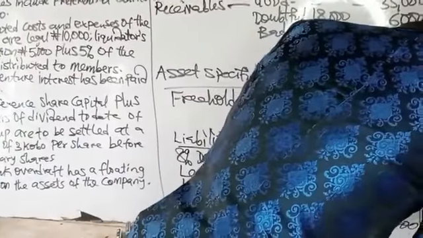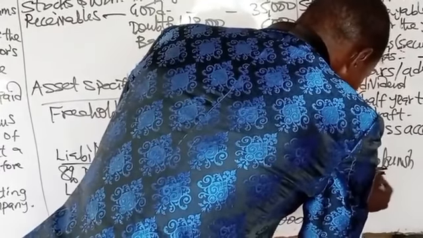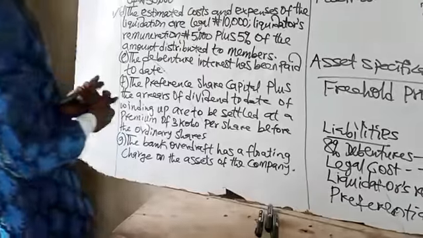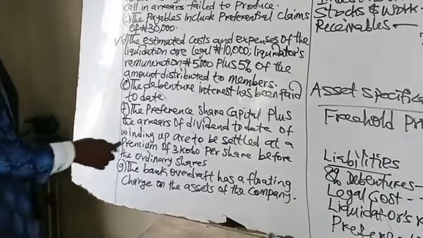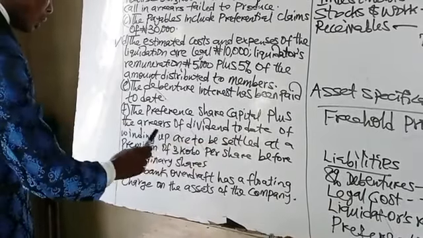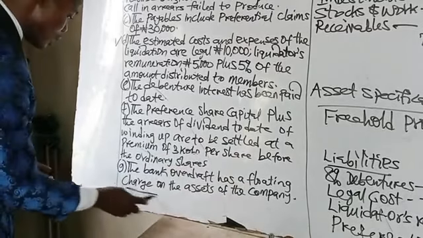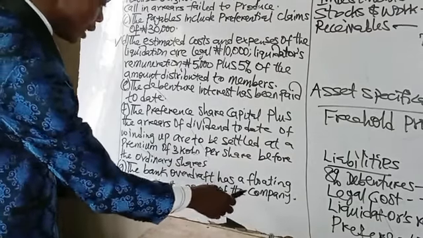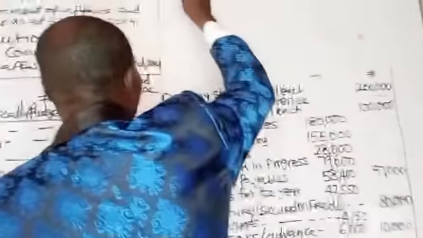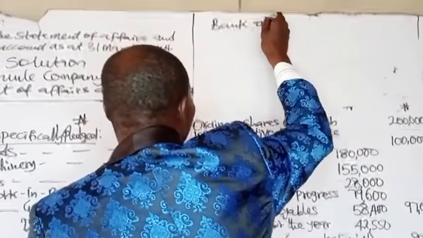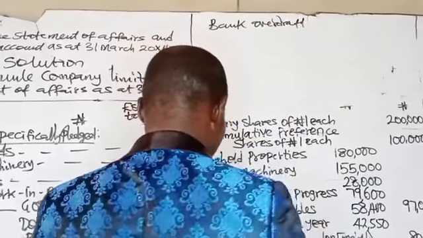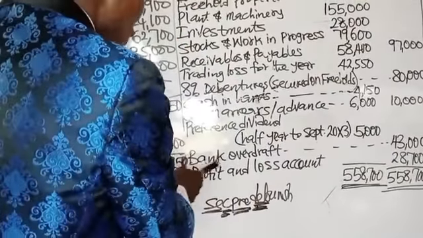After preferential, we have the debenture. But remember, I've told you earlier that the debenture we need here is a floating one, a floating debenture. Let's go back to the notes and try to ascertain if there is any floating claims or floating debenture. The preferential capital plus arrears of dividend to date of winding up are to be settled at a premium. Then the bank overdraft has a floating charge. Since it has a floating charge, that is the one to be considered next. So bank overdraft. You were told it has a floating charge. So now, how much is the bank overdraft? You were told bank overdraft is 43,000.